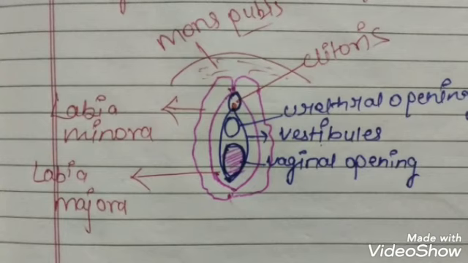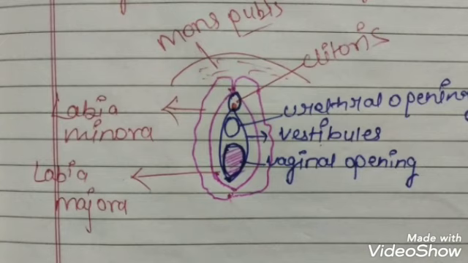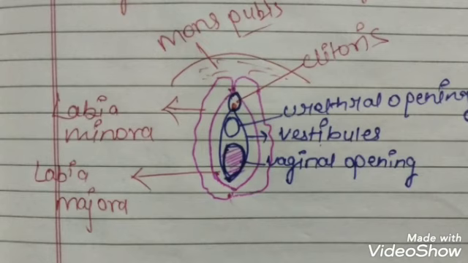fallopian tube. The fallopian tube has three parts. What are those three parts? Infundibulum, ampulla and isthmus. The part which is closer to the ovary, funnel shaped and closer to the fimbriae, is the infundibulum. That is the first part.